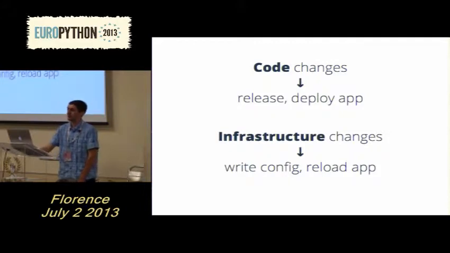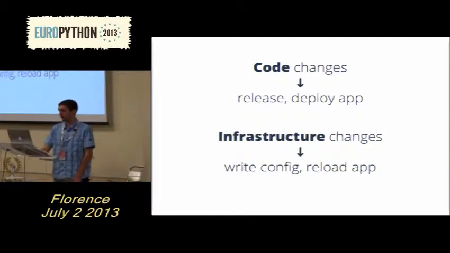And this way, when code changes, you just make a release and deploy the new app. And when the infrastructure changes, like when you move a database or make any change, you just have to write the new config and reload the app. You don't have to change code when infrastructure changes.